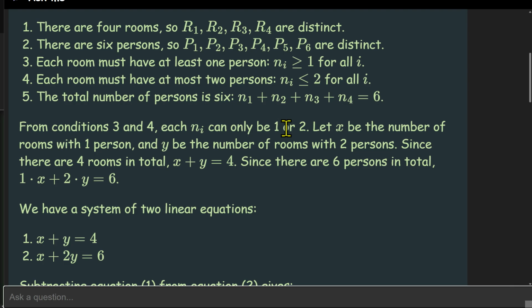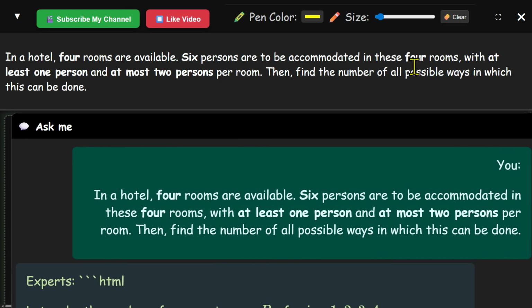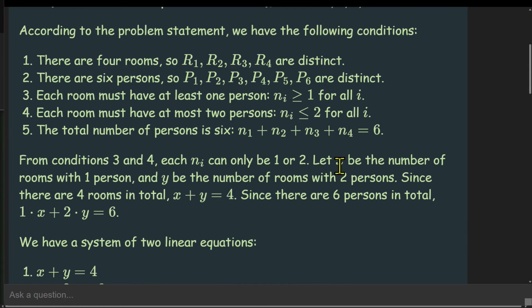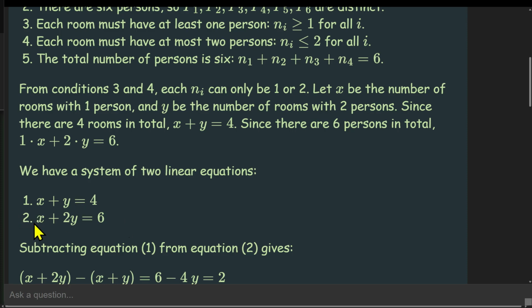Ni can only be 1 or 2, so x is the number of rooms with one person and y is the number of rooms with two persons. So x plus y equals 4, because that is the total number of rooms. There are 6 persons in total, meaning 1 times x plus 2 times y equals 6. This is what is written in the problem: six persons are accommodated in four rooms with at least one and at most two persons per room. So the system is: first, x plus y equals 4, and second, x plus 2y equals 6.